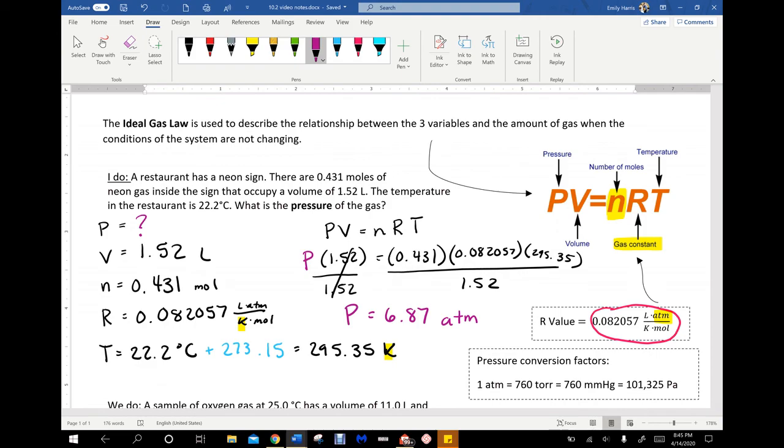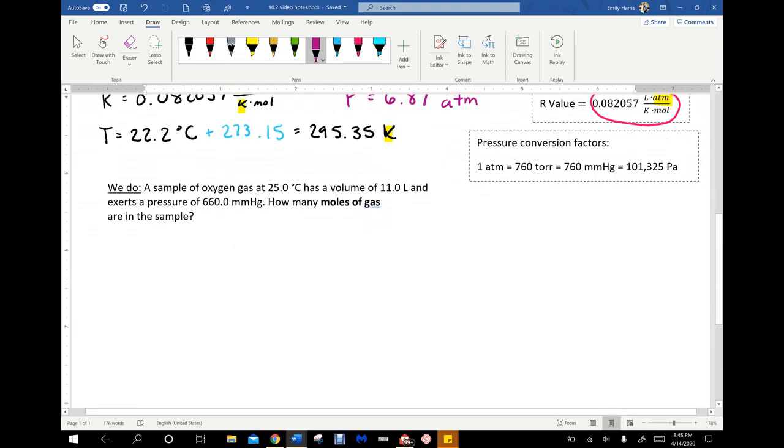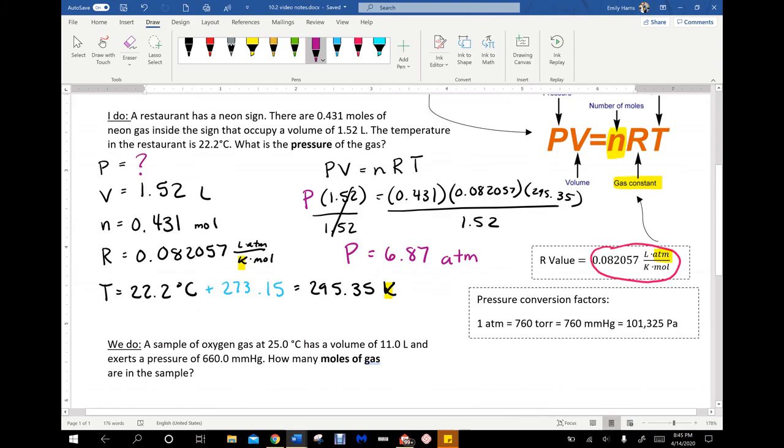Let's go try a second problem. It's got two parts.